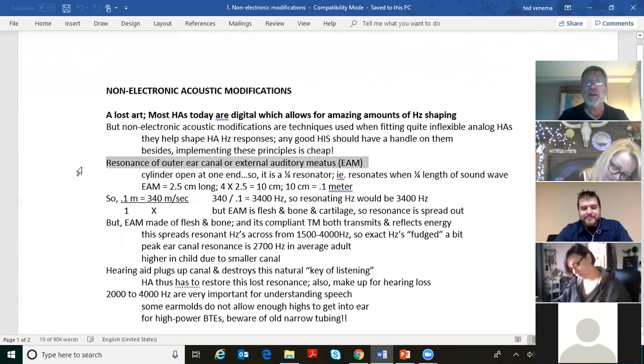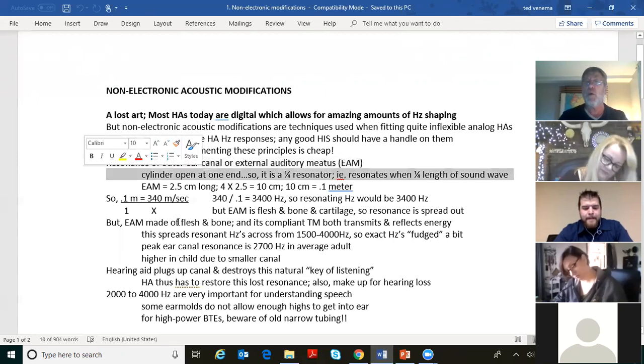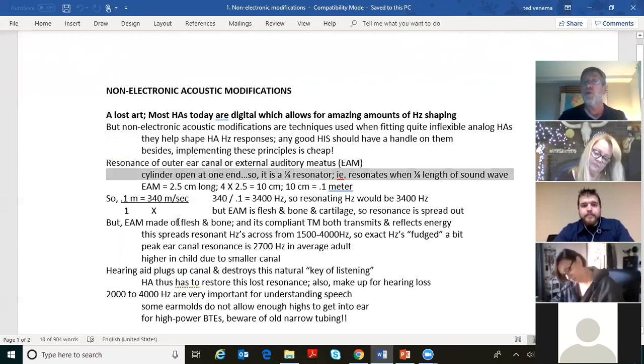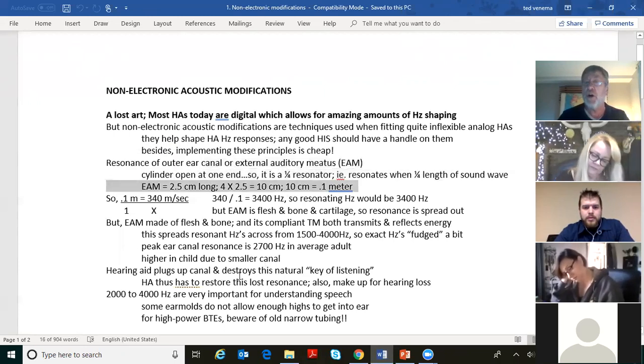Anyway, your outer ear canal is a cylinder open at one end. It's a quarter wave resonator, so it resonates when it is 1/4 the length of the sound wave. Your ear canal is 2.5 centimeters long, basically 1 inch, so it's going to resonate best with sound waves that are 10 centimeters long. In other words, 1 meter. That's what I'm highlighting in gray.